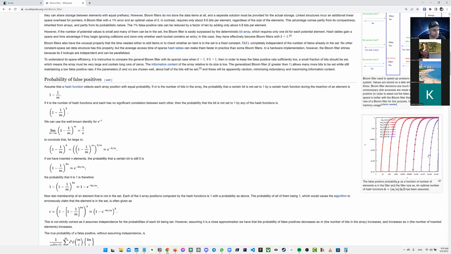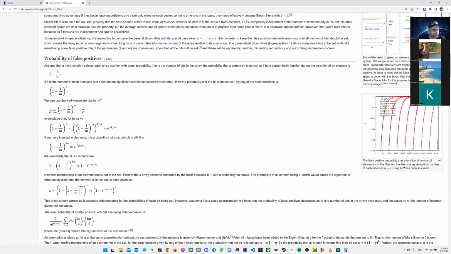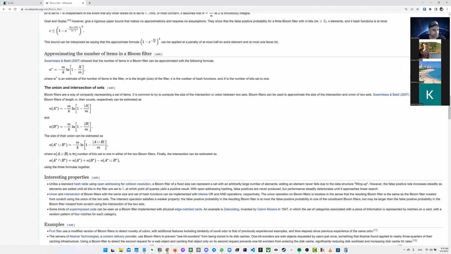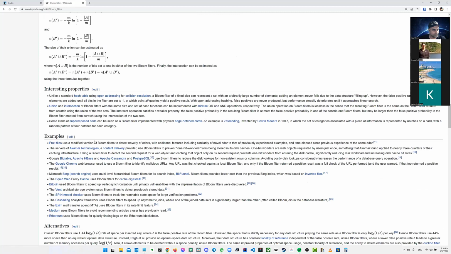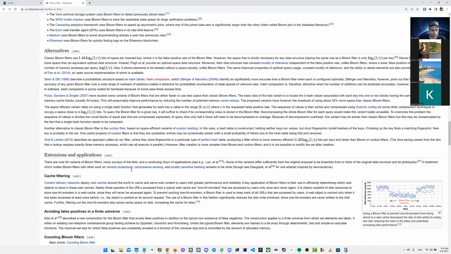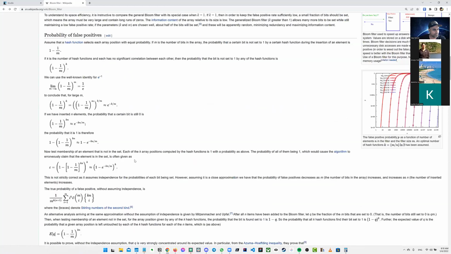It is used for cases like when you're signing up and checking whether your username already exists in the system. I think that's a use case where they use Bloom filters. It's a pretty common data structure. You might never have heard of it, but yeah.